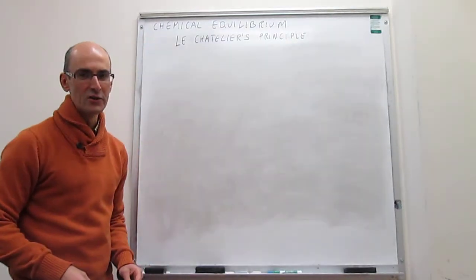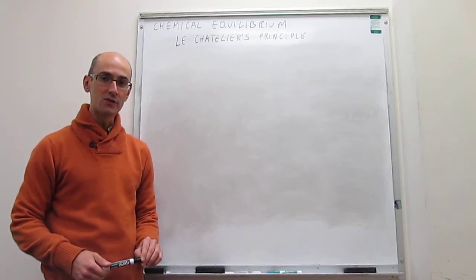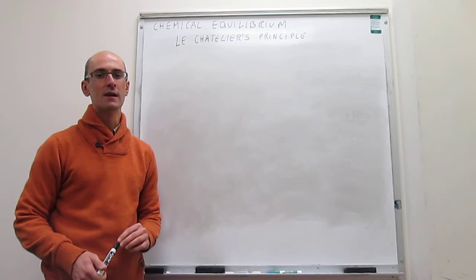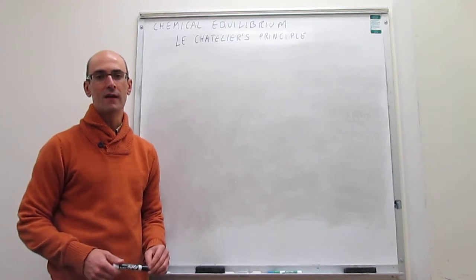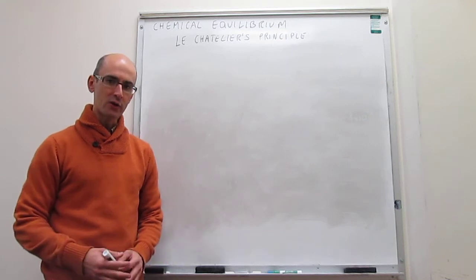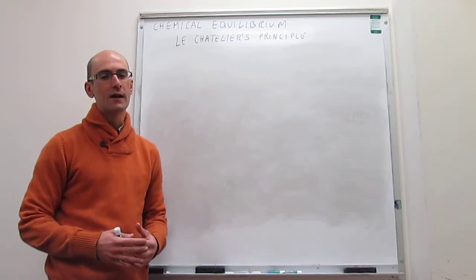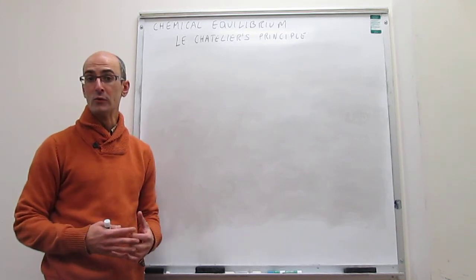In this video, we learn how to predict the shift in an equilibrium when we change the conditions under which the equilibrium is, by stating Le Chatelier's principle. The idea is that we're going to have a system at equilibrium, and then we're going to modify that equilibrium by doing something.